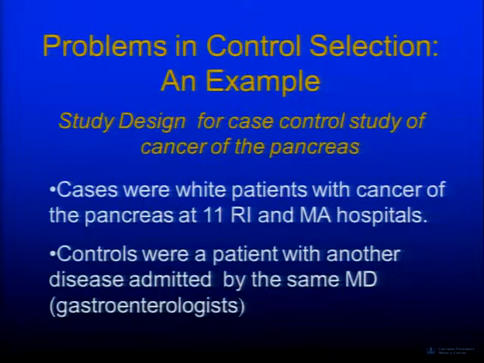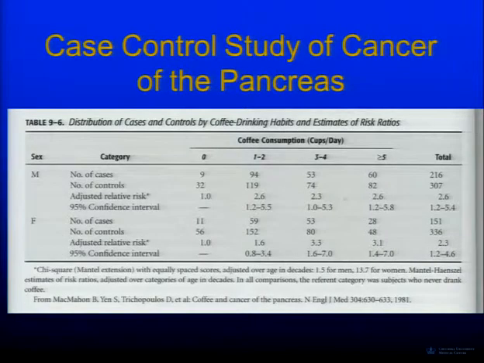The controls, they said, okay, well, we're getting all these cases of pancreatic cancer from gastroenterologists, so let's just take another patient with a different disease that was admitted by the same doctor. And so they figured, you know, they probably go to the same doctor because they live in the same community, and there's other reasons by which they would be similar. So they did the study.